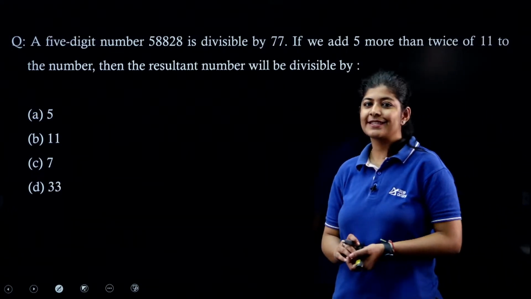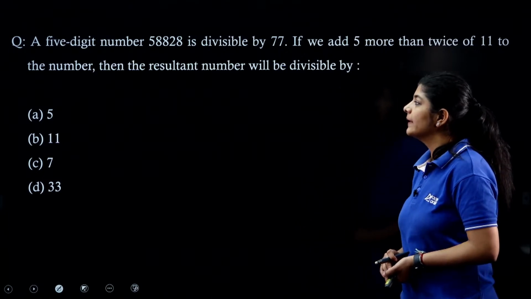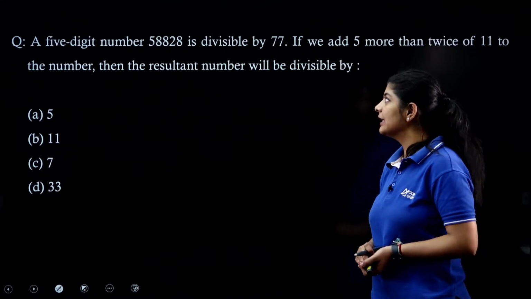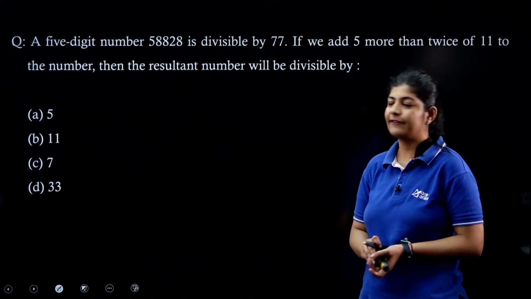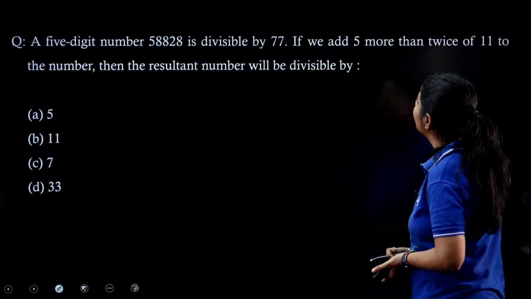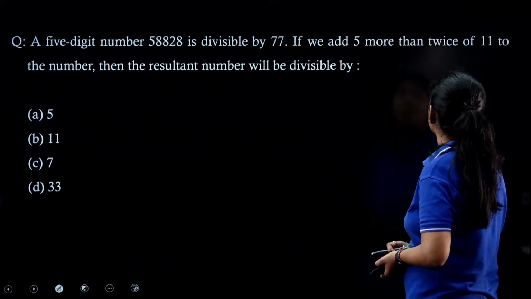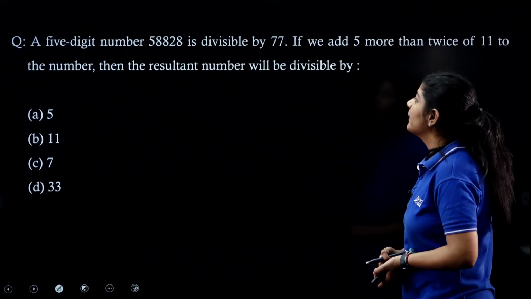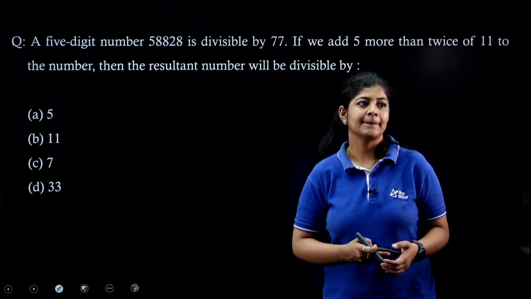The next question says that a 5-digit number 58,828 is divisible by 77. If we add 5 more than twice of 11 to the number, then the resultant number will be divisible by.